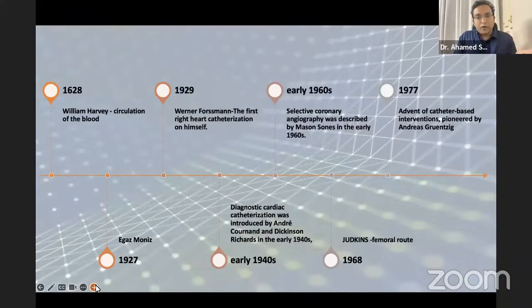Later in the 1940s, it evolved. And in the 1960s, brachial artery puncture was put into use by Dr. Mason Sones. And the femoral route was put forward and made general practice in intervention by Mr. Judkins. In 1977, there came the advent of catheter-based intervention, pioneered by Andreas Gruentzig. Dr. Judkins was actually a student of Dr. Charles Dotter, who is otherwise known as the father of neurointervention.